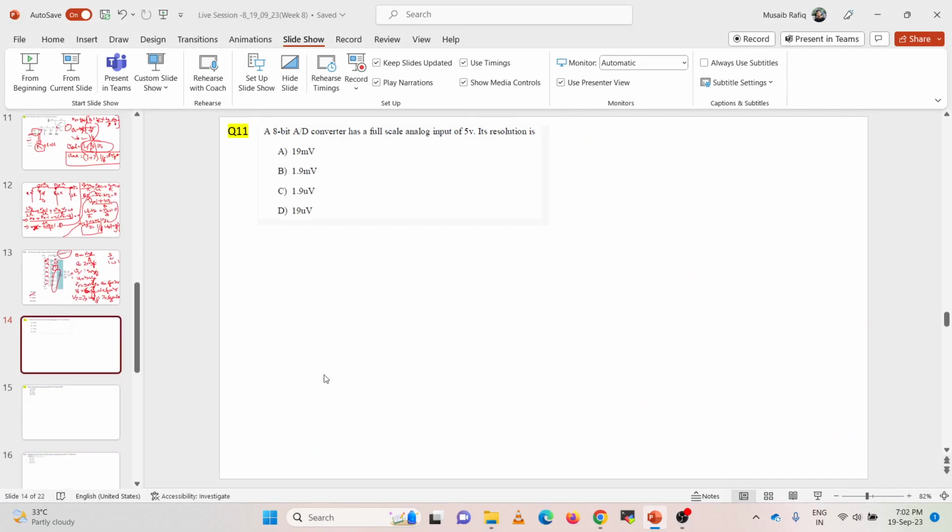So now question number 11. So this was 10, yeah. So question number 11, can you just solve it? What is the resolution of an 8-bit ADC which has a full scale analog input of 5 volt? Can you just find it? So your range of input is 5 volt and the number of bits is 8.